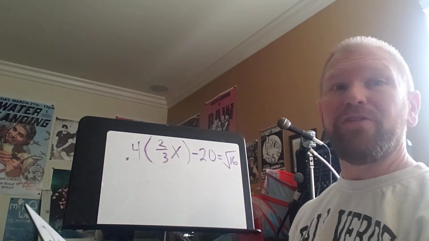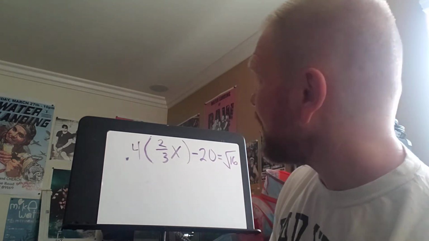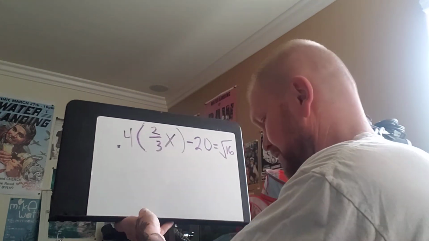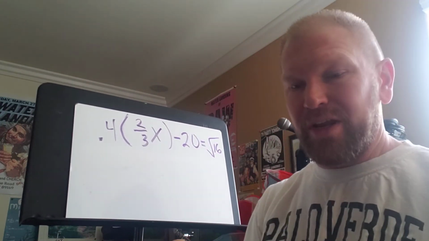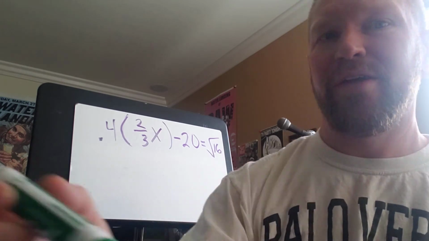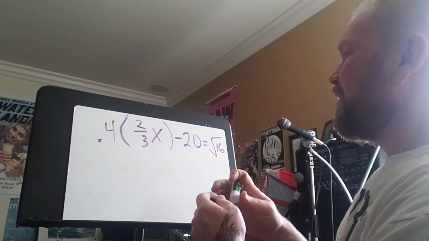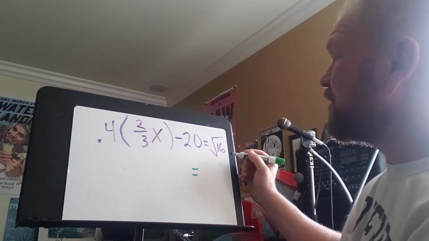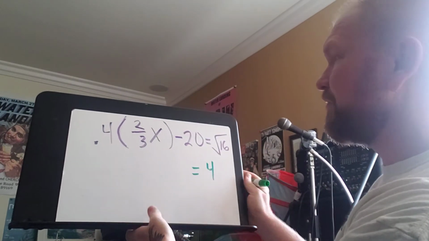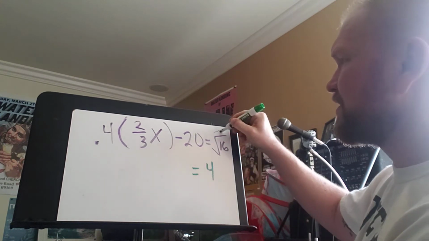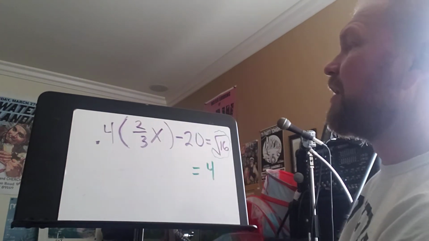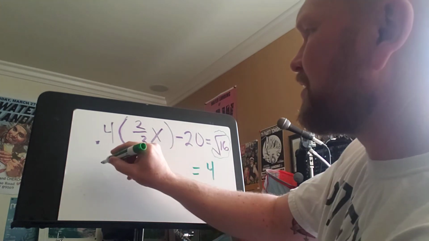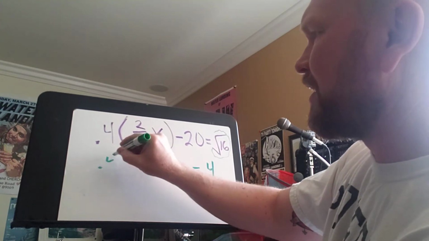All right, so now we've got to simplify this and then solve this. And if we solve it, we'll find out what the x is equal to. Let me get a different color marker here. All right, so I'm going to bring down the equal sign. The square root of 16 is 4, because 4 times itself is 16. So I'm just going to put 4 right there. On the other side, we'll keep it the same for right now.